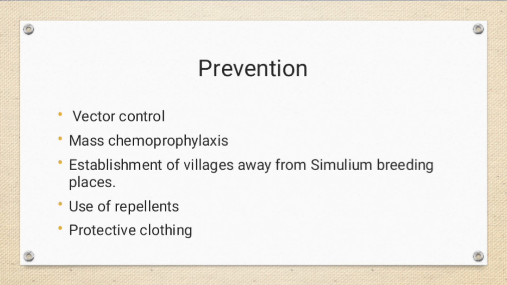Now we're going to the prevention. In prevention, we are either controlling the vector, where you take measures that will prevent the vector from infecting anybody. Then there is also mass chemoprophylaxis. There is also establishment of villages away from the Simulium breeding places. Also, you may use repellents, and people may also wear protective clothing.